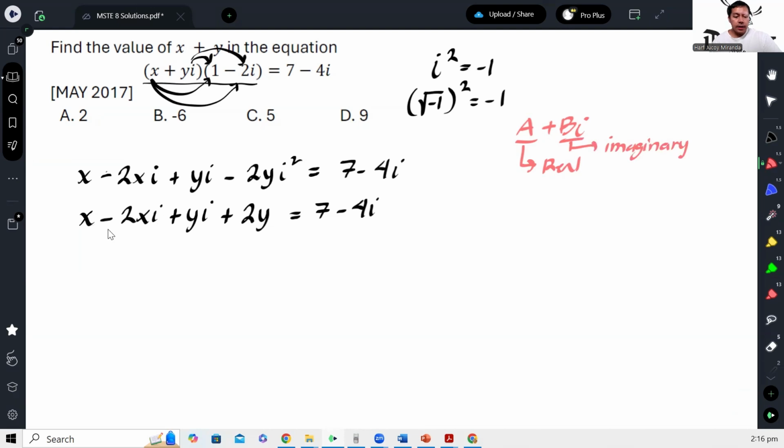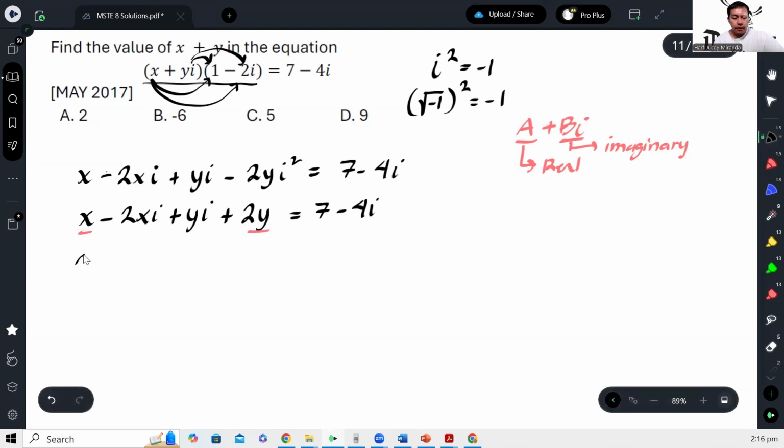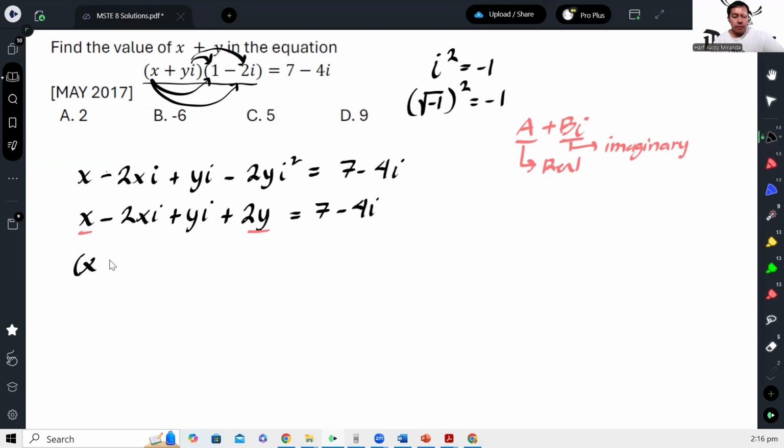Alright? So, dito, ang real part, bali ito. Tsaka to, pagsamahin natin. Tapos, ang mga imaginary part, ito naman. Tsaka to. So, we have x plus 2y plus negative 2x plus y i is equal to 7 minus 4i. So, in order for this equation to be true, kailangan lahat ng real part ay maging equal sa lahat ng real part sa left side. So, di ba, ito dapat maging equal sa 7, tapos ito naman dapat maging equal sa negative 4.